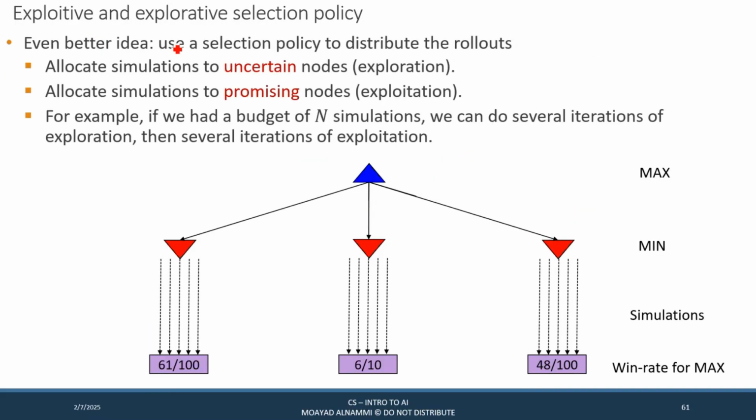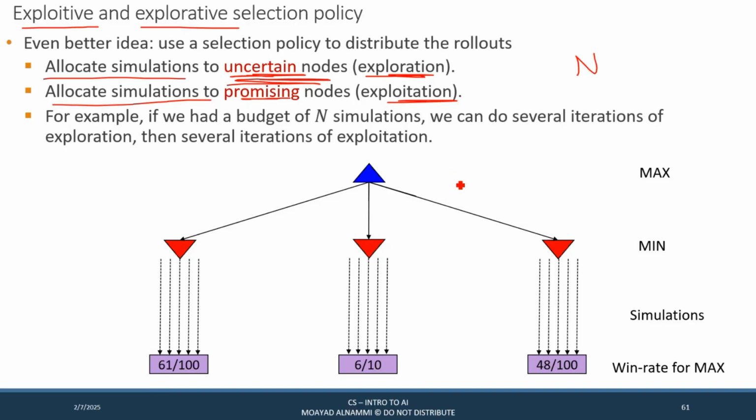Another selection policy that's a bit better in terms of efficiency is something called an exploitive and explorative selection policy. What we're going to do is, if I'm given a budget, I'm going to allocate some of that budget to uncertain nodes. This is called exploration. I'll talk about what we mean by uncertain. I'm going to allocate some simulations to promising nodes. This is called exploitation. And the way it would work is as follows.